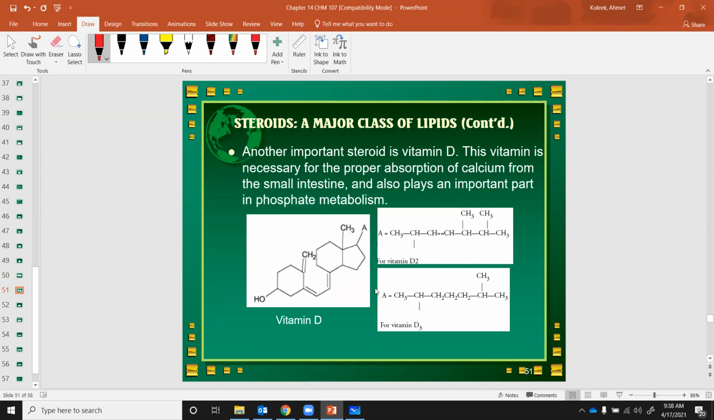Another important steroid is vitamin D, and this vitamin is necessary for the proper absorption of calcium from the small intestine. If you look at vitamin D, this looks like an open cyclic system, but you can actually close the system very easily like that. You can bring this double bond here, and then close it. Again, it has two forms, the open form, but you can close the ring too. And we're going to call vitamin D another steroid.